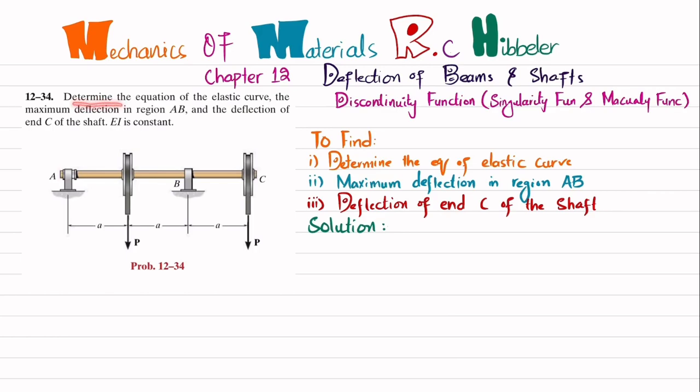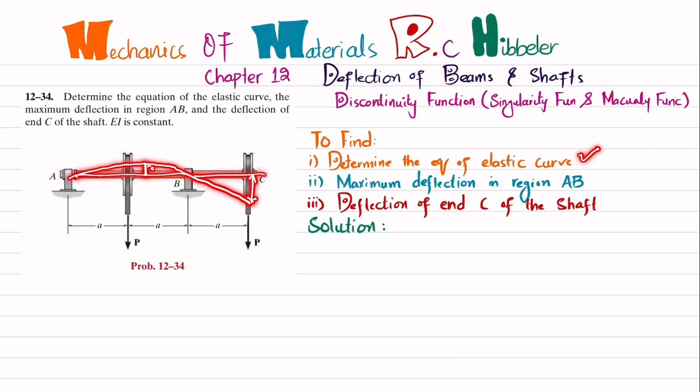The statement is: determine the equation of elastic curve, the maximum deflection in region AB, and the deflection at end C of the shaft. EI is constant. You can see this is the shaft, and at points A and B we have supports which are bearings, and at this point we have a P load that is downward, and at point C there is a P load which is downward. Under this loading you can see the beam will deflect like this, and we have to determine the equation of elastic curve, maximum deflection in region AB, and deflection at end C of the shaft.